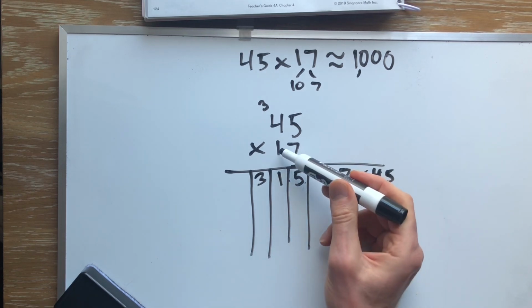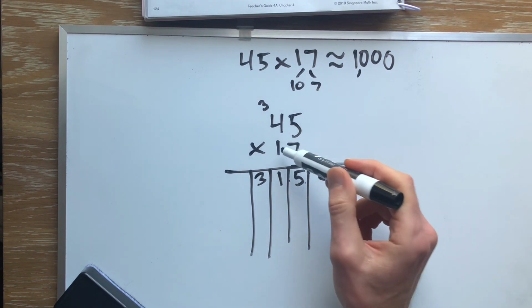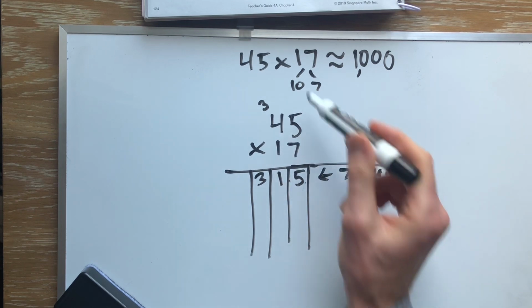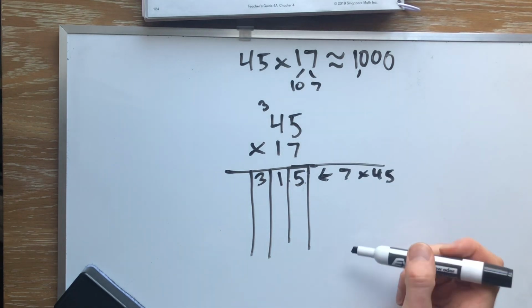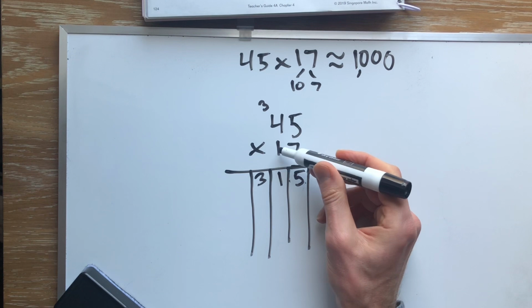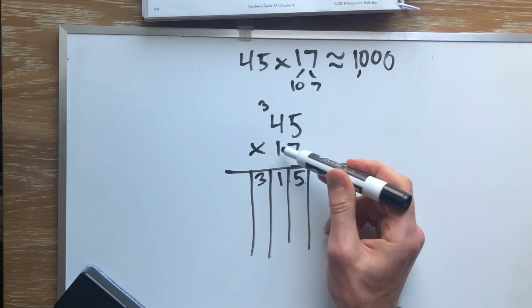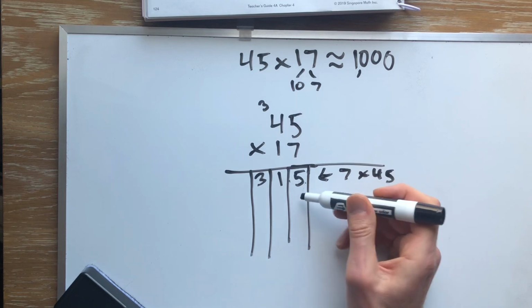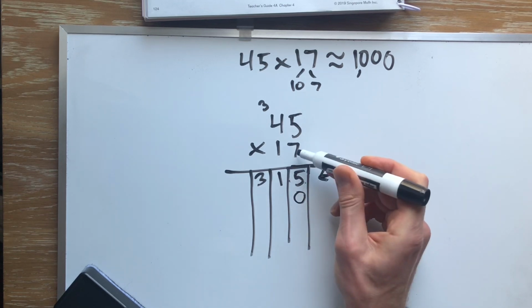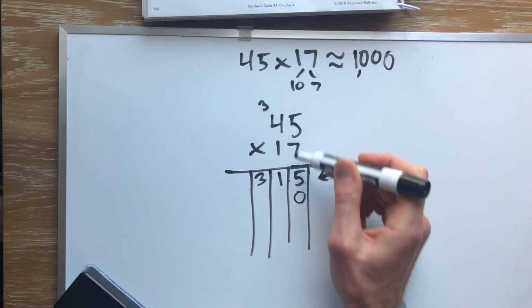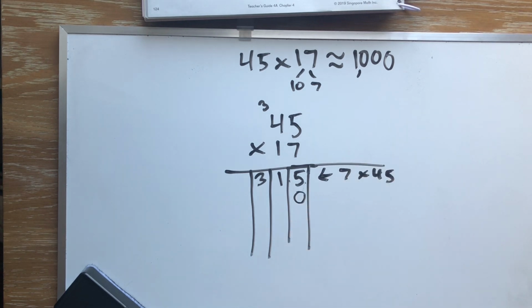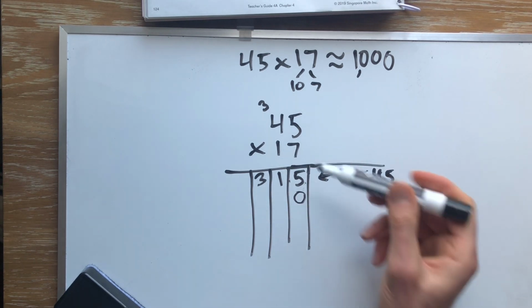Now we're going to move on to the next part. 10 times 45, that's the other part, right? So let's go to the 10 spot. Oh wait, are we talking about ones anymore? No, we're not, Daniel. We already solved all the ones. We don't need to do anything here. So we put a 0 there because we're not talking about ones anymore. We're talking about tens.